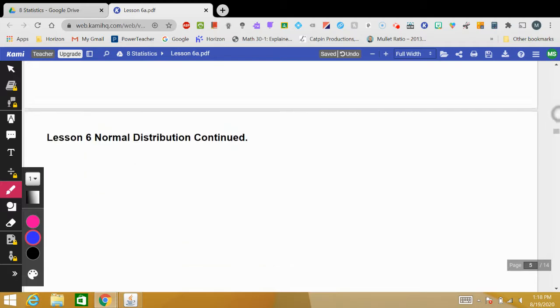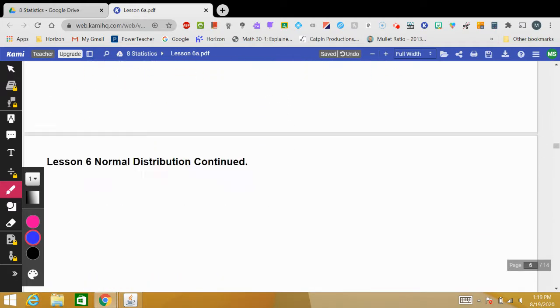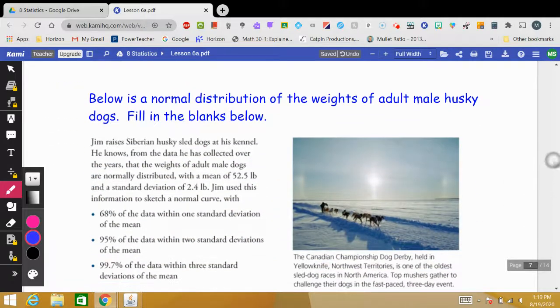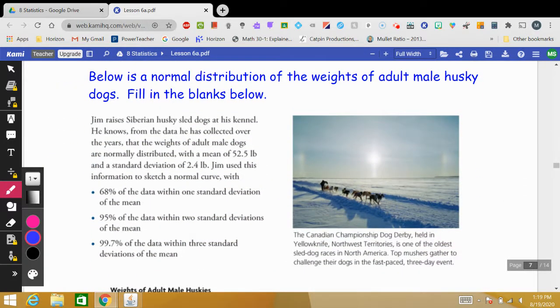get to the information that I want to get to. So I'm just going to scroll through some of these big examples. We don't need to do all of them. So we're going to start with this one. So it says below is a normal distribution of the weights of adult male husky dogs.